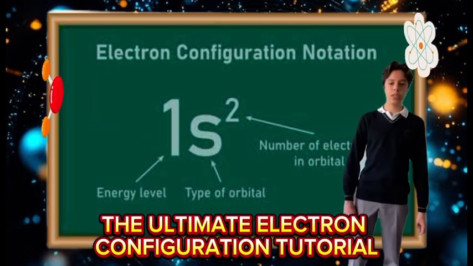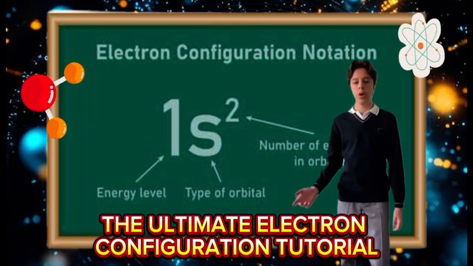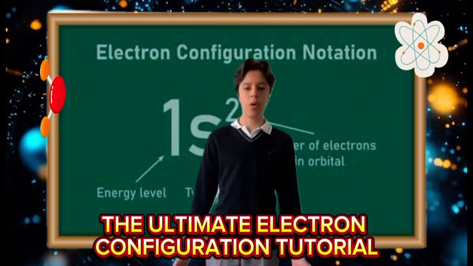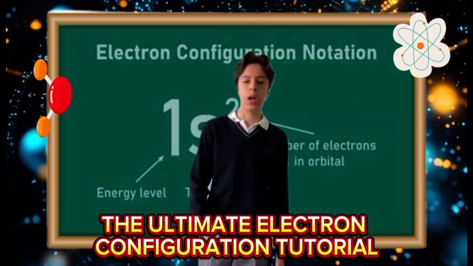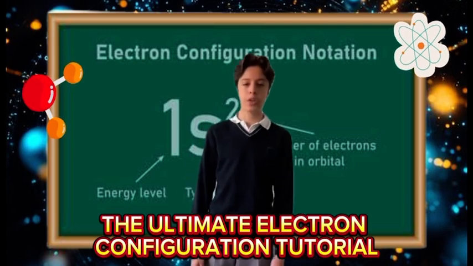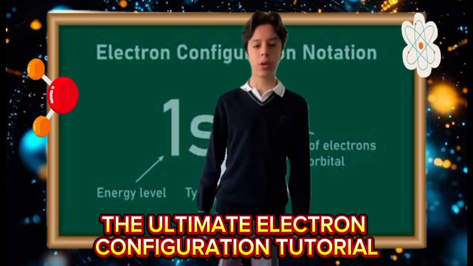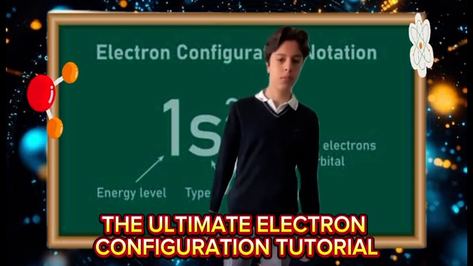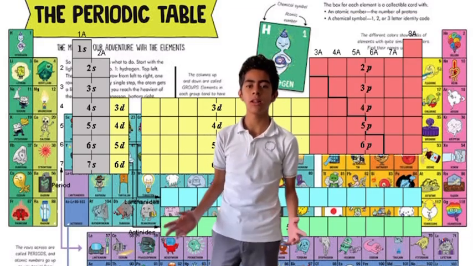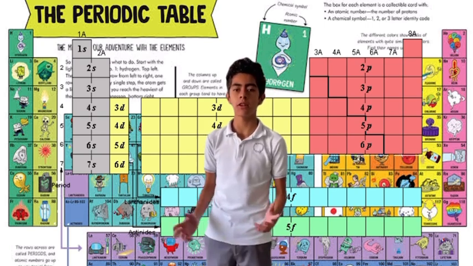But don't worry, this isn't about memorizing a bunch of rules. We have got awesome visual real-world examples and fun analogies to help everything make sense. So, grab your periodic table, sit back, and get ready to level up your chemistry knowledge. Let's dive in. Electron configuration is how electrons are arranged in the orbitals of an atom.